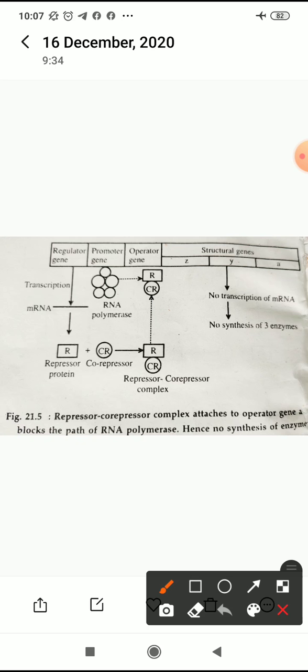So this is how the switch off and switch on, or regulatory action, on the production of enzymes, or call it proteins, takes place. Remember one thing here: all enzymes are proteins, but all proteins are not enzymes.